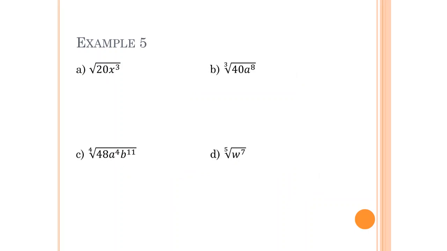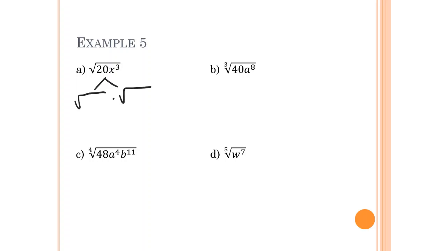Alright, so jumping back in to the next example in this section, we're going to continue that talk of the product rule here. I can't take the square root of 20, I can't take the square root of x to the 3rd, but I can actually split that into 2 separate radicals.